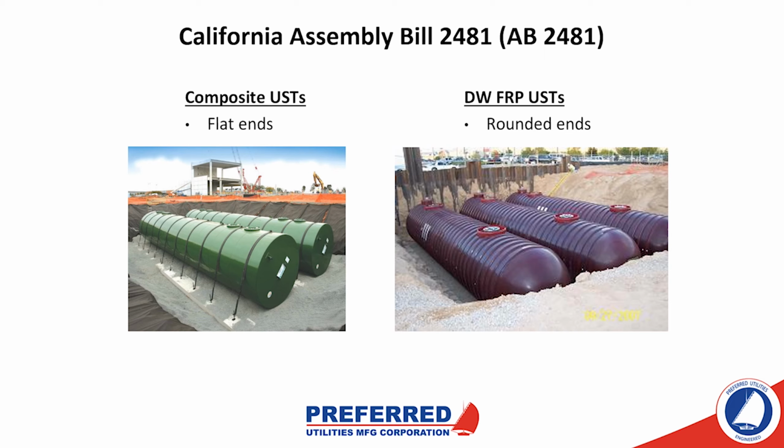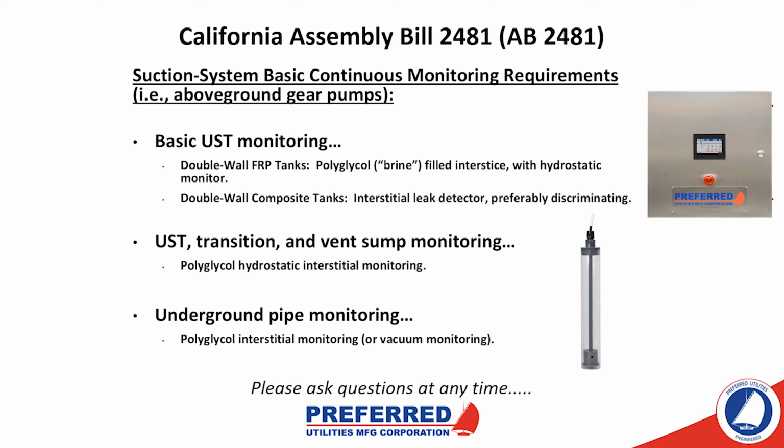There are actually differences in the equipment for measuring the liquid levels inside as well. The controls actually need to compensate for those rounded versus flat ends. So it's a little bit more complicated than it looks, but that's a quick and easy way to identify what type of tank it is. California Assembly Bill 2041, as we've talked about, has different requirements for the tanks, the different tank types, and the pumping systems. For this slide, we're going to talk a little bit about the suction system basic continuous monitoring requirements.